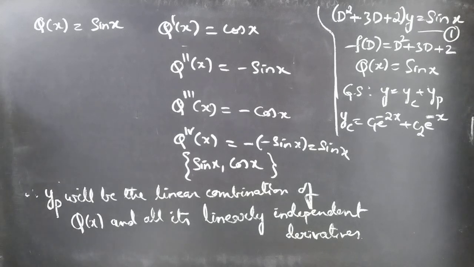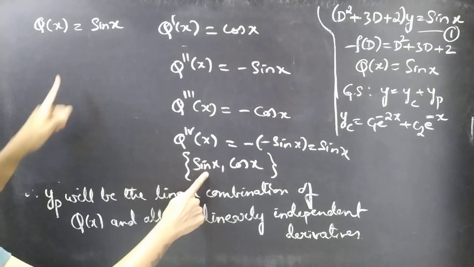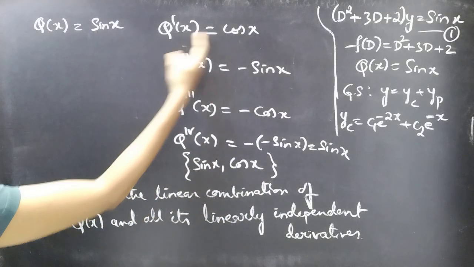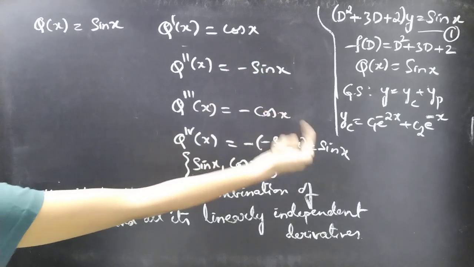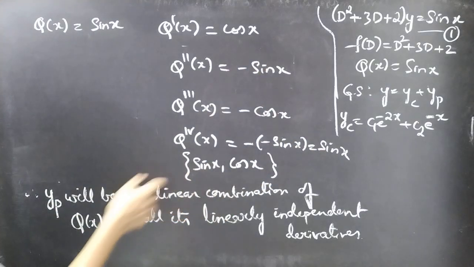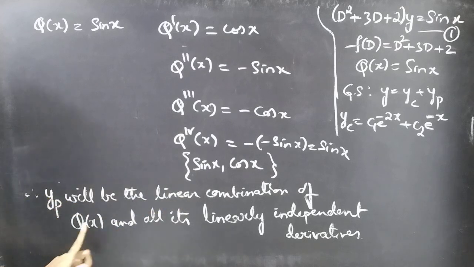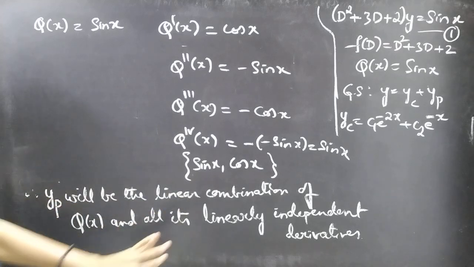Simply we'll get sin x and cos x and nothing else while finding derivatives of q of x, right? See, the set involves q of x and its derivatives, right? Its derivatives involve cos x, sin x, cos x, sin x, right? So yp will be the linear combination of q of x and all its linearly independent derivatives.